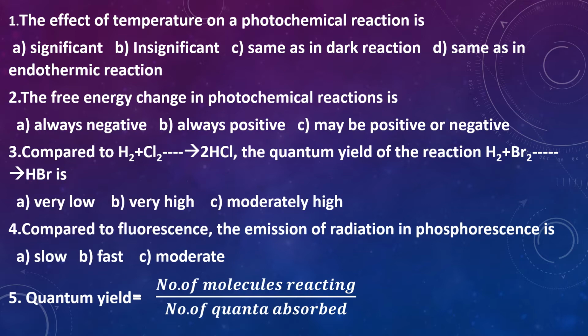Question number 1. The effect of temperature on a photochemical reaction is. Options for you: A. Significant, B. Insignificant, C. Same as in dark reaction, and D. Same as in endothermic reaction.